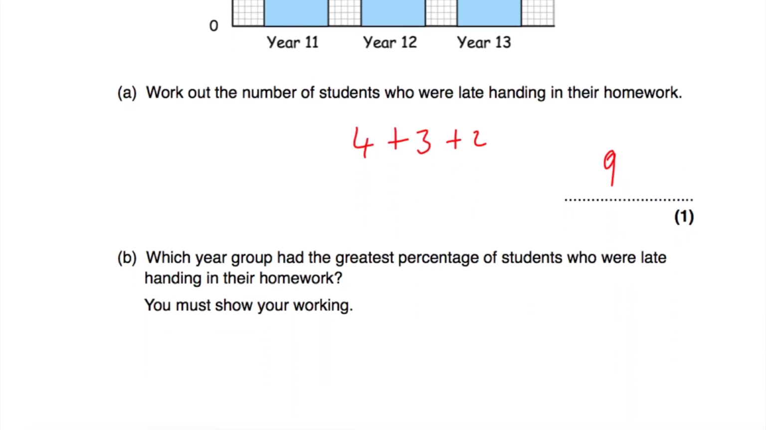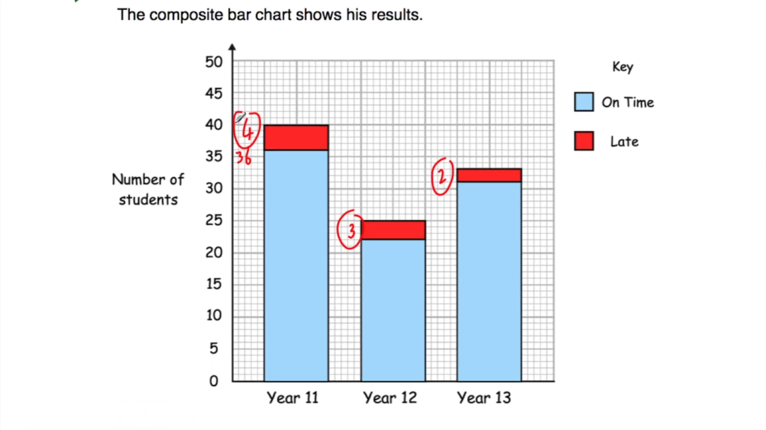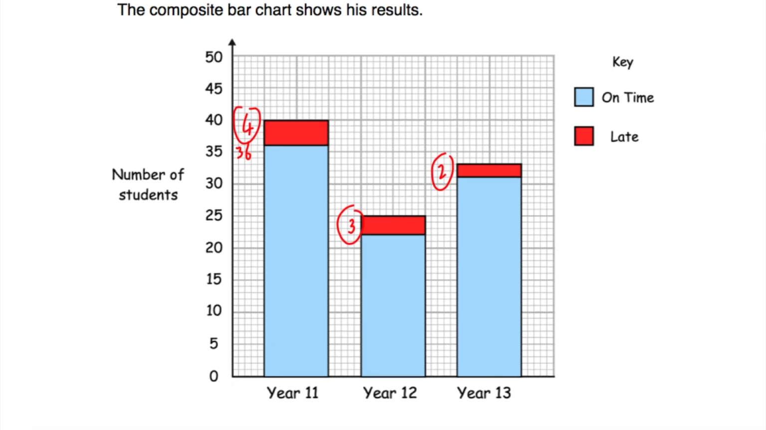Okay, part B. Part B says which year group had the greatest percentage of students who handed in their homework late? And we need to show working. So which year group had the greatest percentage of students who handed in their homework late? So let's write them all as percentages. So let's start off with year 11. With year 11, there were 40 students altogether and 4 were late. So let's write that as a fraction to begin with.